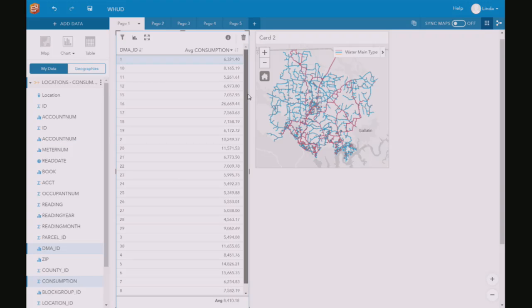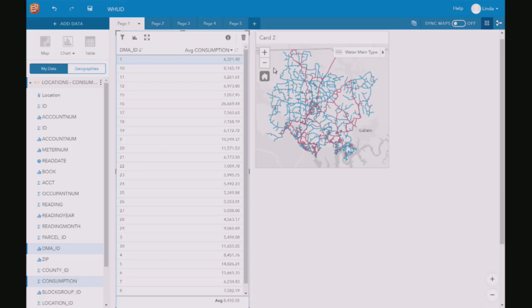So within each one of these water districts, they have areas in which they meter the total amount of water that goes into that area and the total that comes out. So they have an idea of the consumption within that area. So just by changing that variable, I now have a whole new set of information dynamically calculated for me.